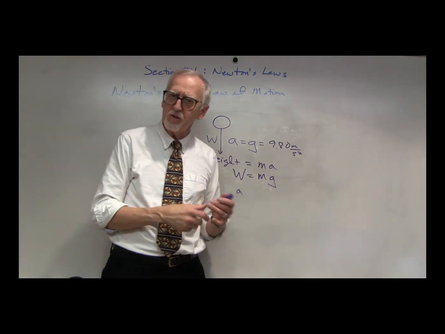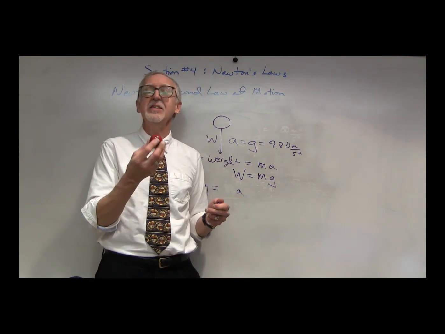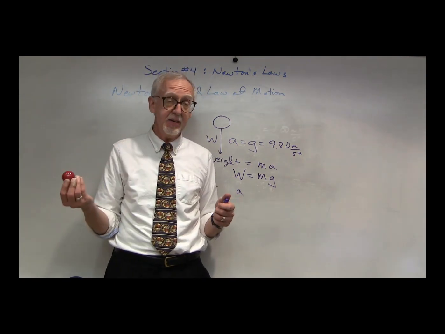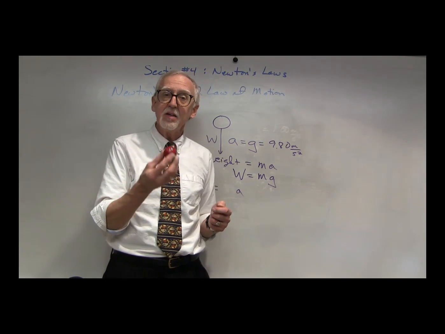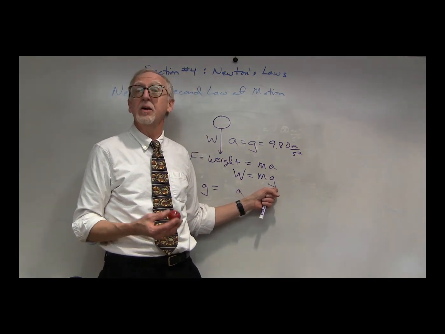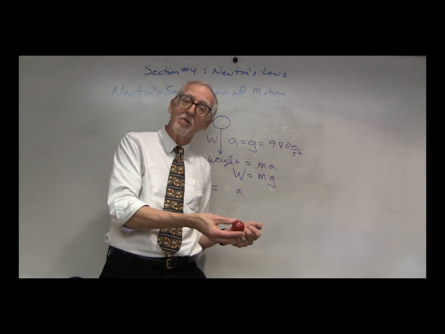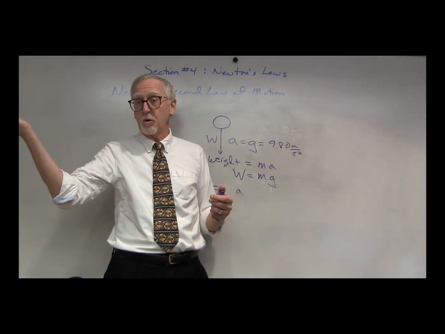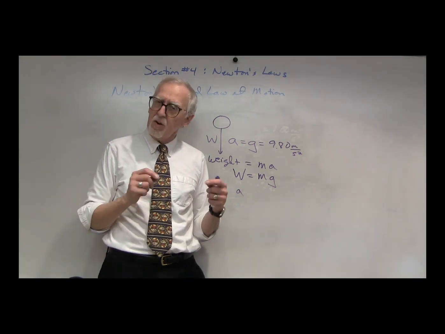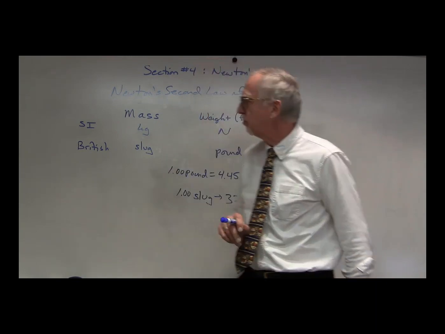So this is very, very interesting. The mass of an object is independent of where the object is, but an object's weight depends not only on the mass, but it depends on the gravitational acceleration. So an object in a higher gravity would have more weight, in a lower gravity would have less weight. Okay, very, very interesting. Let's take a look at these units just for a second.